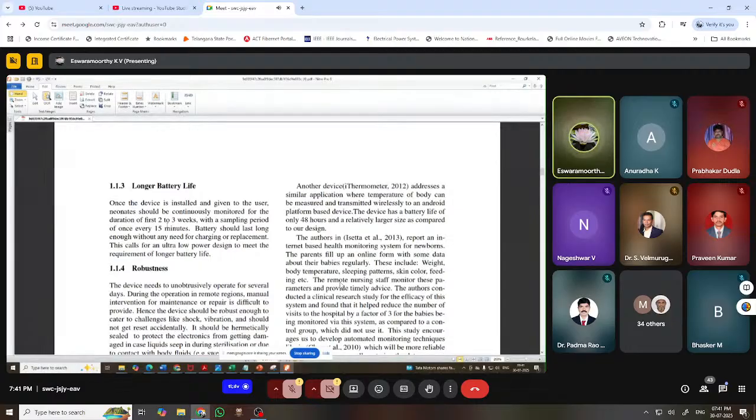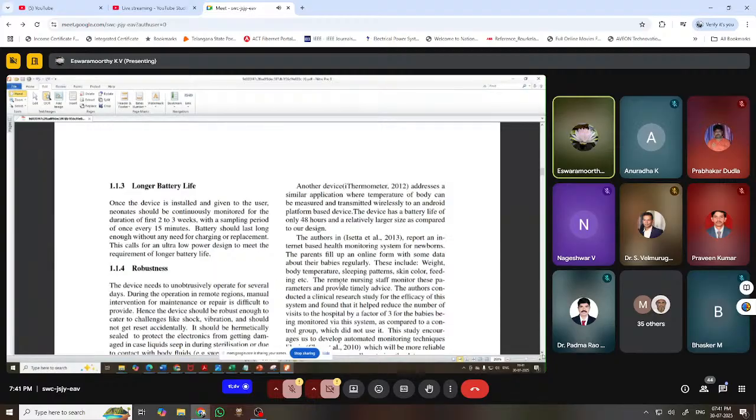And now what is the challenge they are going to face? They have to use an ultra low power design to meet the requirement of longer battery life, because they can't keep a lead acid battery or a bigger one. They need to use a neonatal-friendly button cell, a coin cell, which is going to give 3 volts, right?